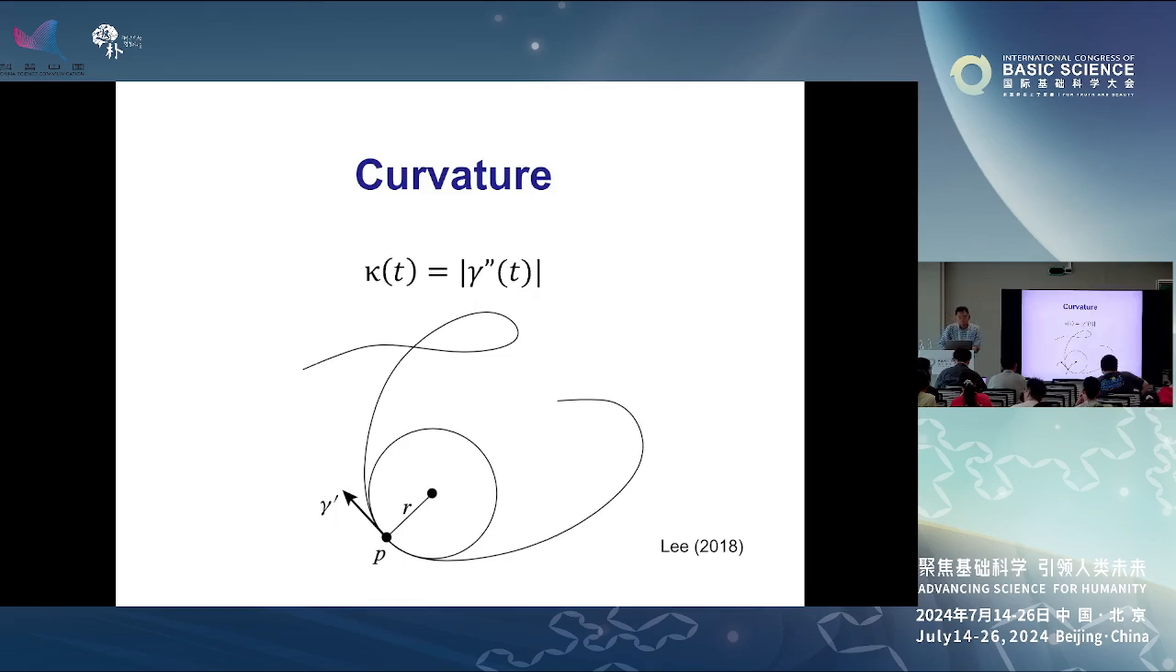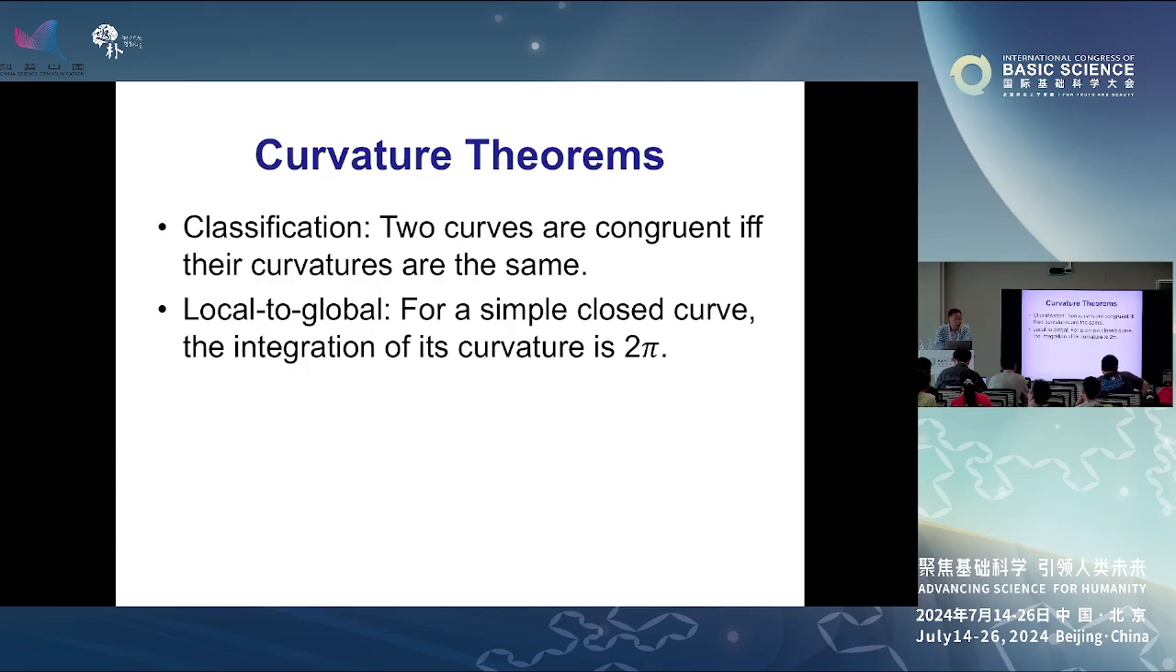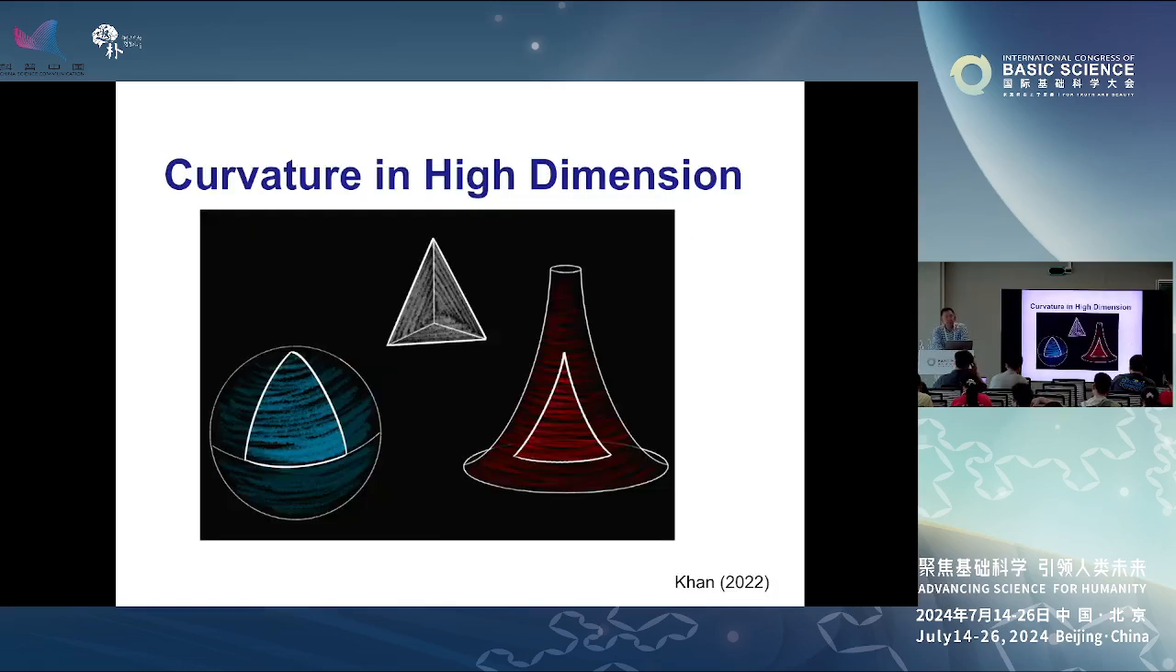The good thing about this curvature is that it satisfies two desired properties of our original aim. Essentially, two curves are identical if and only if their curvatures are the same at every point. Second, it has a local-to-global feature: for a simple closed curve, the integration of the curvature equals 2 pi. So you can link the curvature and its integration together.